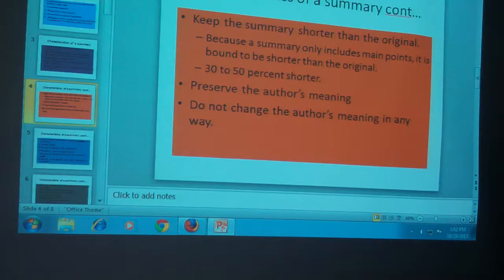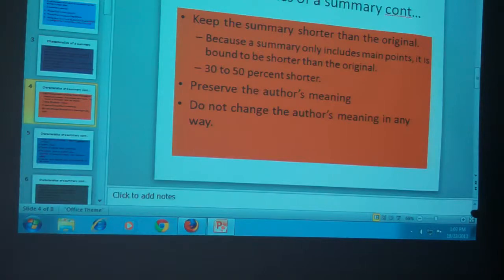This is just, I don't know how you would say, it's just sort of a working percentage. It's nothing that's really set in stone, but percentage-wise, it should usually be about 30 to 50% shorter than the original article that you're summarizing.